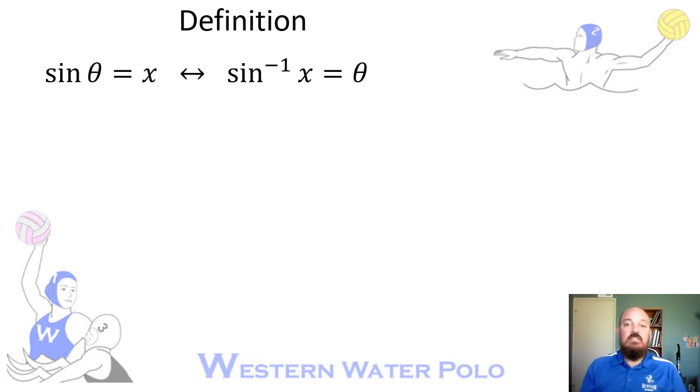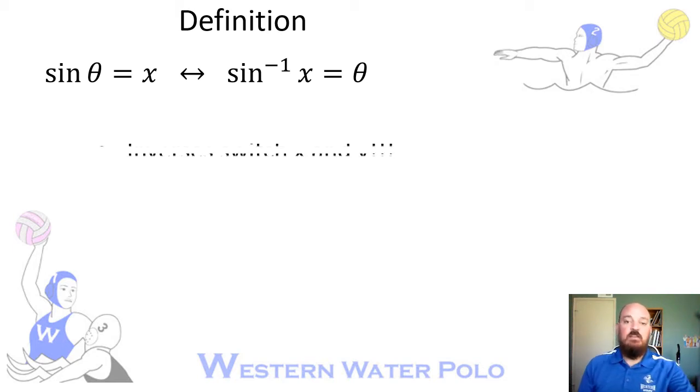So here's the definition of an inverse trig function, and I use sine. I could have used any of the 6, but I use sine for my definition. I said sine of theta equals x. I just made up an equation using an angle and a variable. Then I have that little double arrow. That double arrow means if and only if. It means each thing implies the other. And then inverse sine of x equals theta.